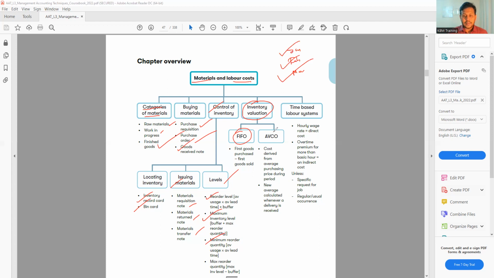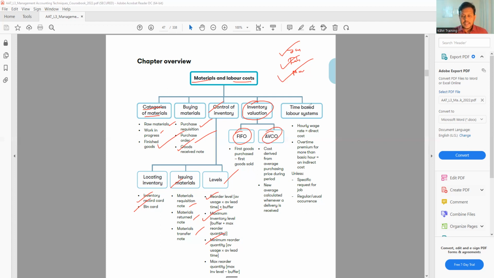Then we have the weighted average. It is all about the average. Now this is quite straightforward. Before we issue the inventory, we need to make the average. Average means how much is the cost and how many units. So cost divided by units will give us the average.